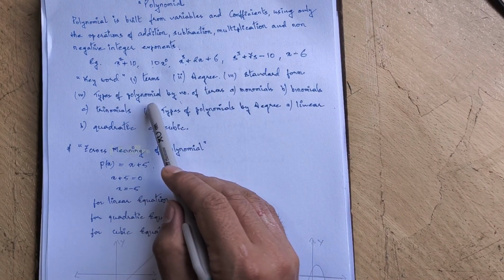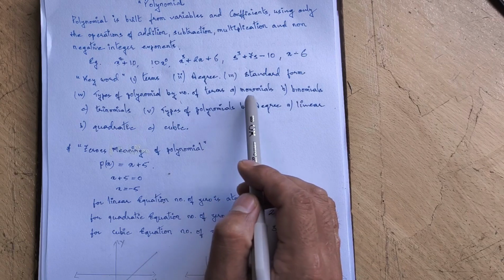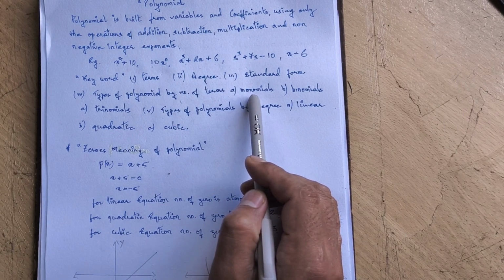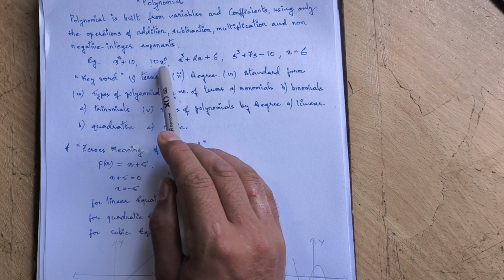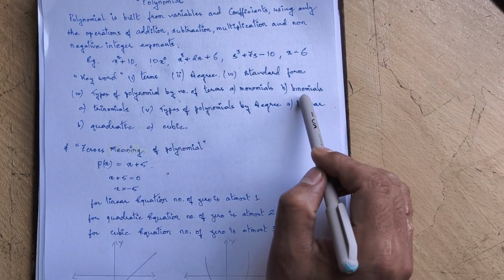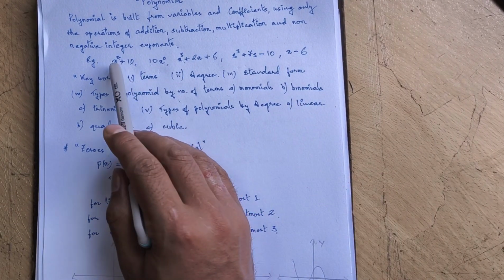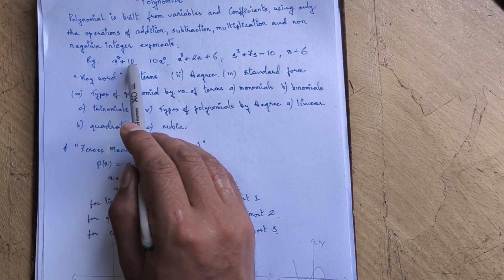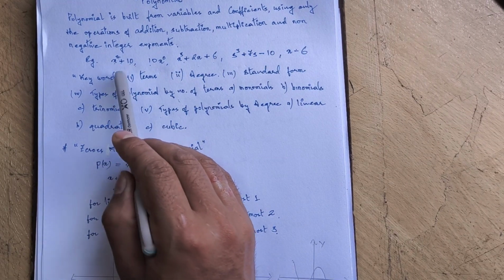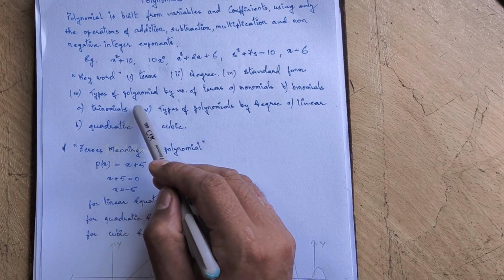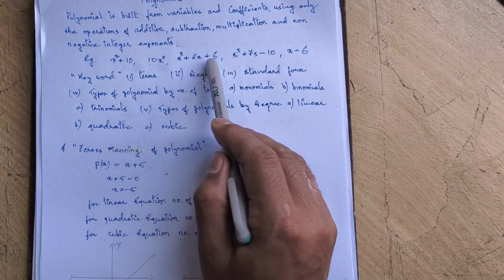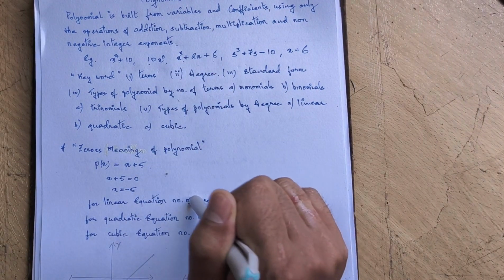Now see the types of polynomials based on the terms. Monomials. Monomials are polynomials with a single term. For example, 10x to the power 0. So this is an example of a monomial. Binomials are polynomials with two terms. For example, x squared plus 10. So here are two terms, therefore it is a binomial. Trinomials. Trinomials means the polynomial having three terms. 1, 2, 3. Such polynomials are called trinomials.